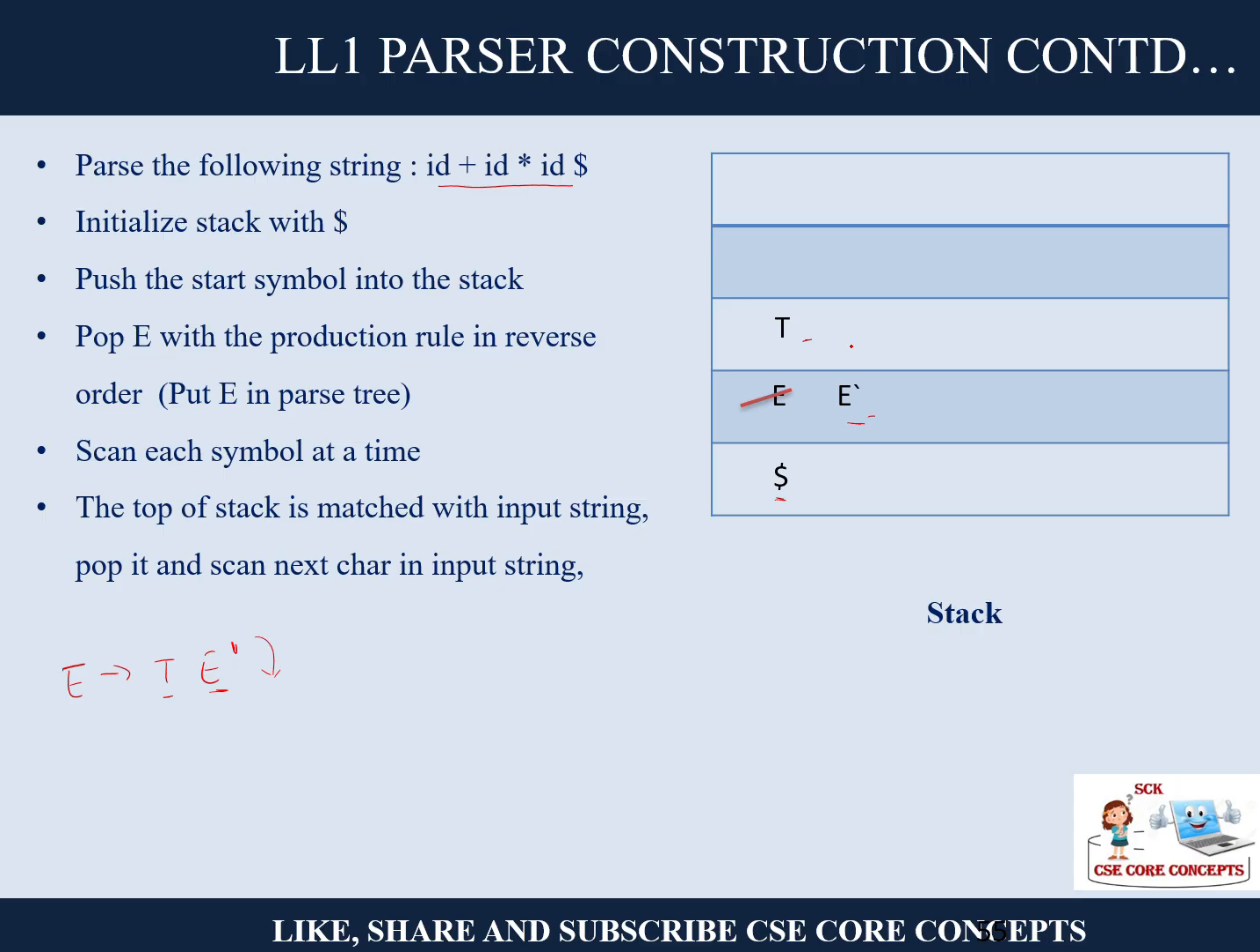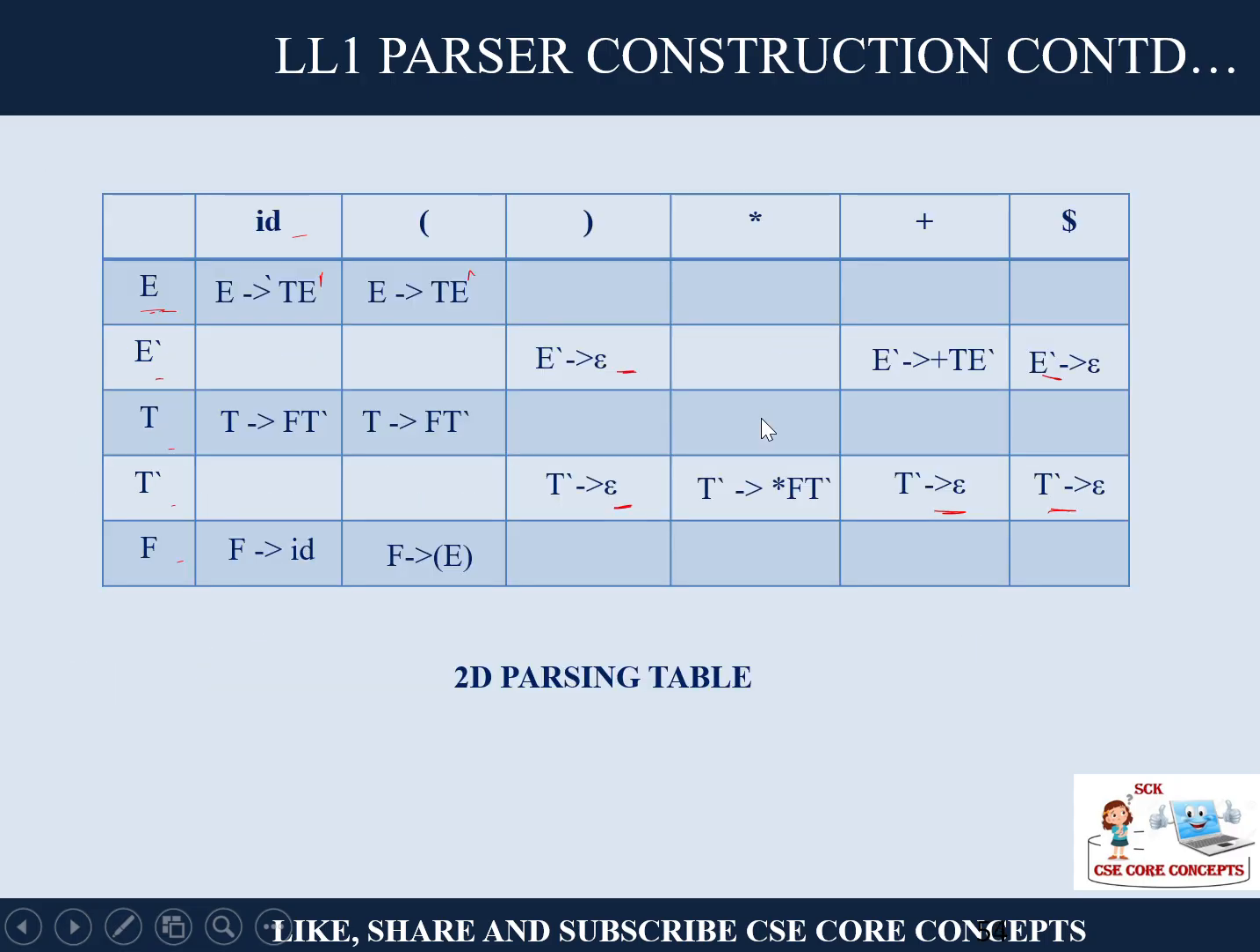Now you have to scan one symbol at a time. The first symbol is ID, right? If the top of the stack matches the input string, pop it. Now you want to derive ID. What is the top of the stack? The top of the stack is T. Now come to the parsing table. You find that the top of the stack is T and you want ID, that is your string. So which is the grammar? You follow T is F T dash.